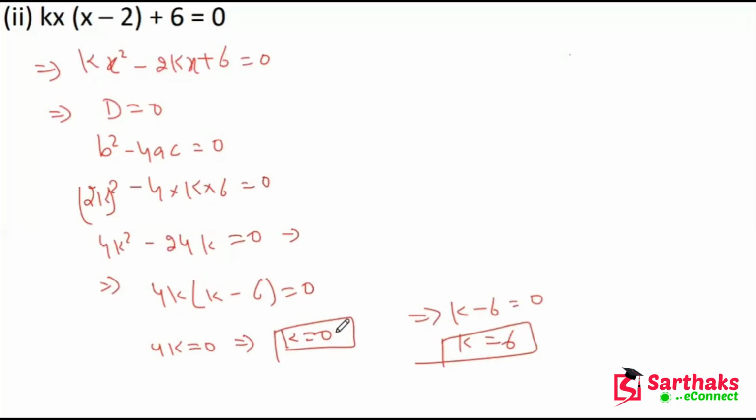However, if k equals 0, then the equation will not have a term in x square. If we put k equals 0 in this equation, then it will become a linear equation. So this is not acceptable. So this is our acceptable value. If the equation has two equal roots, then k should be 6 only. Okay, so now let's move on.